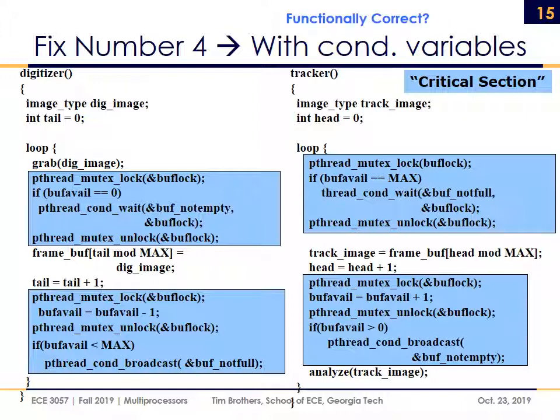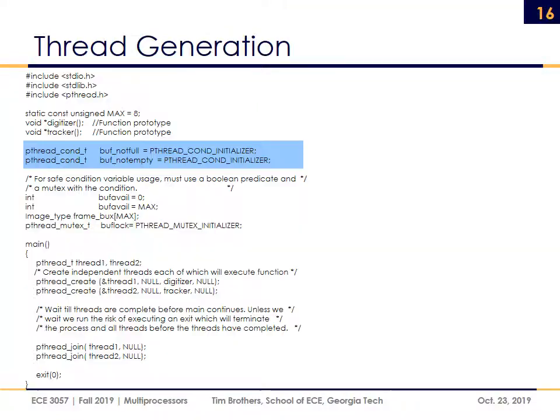Is this functionally correct? Yes. How about the performance on this one? It does concurrent operations, and there is no busy waiting. So instead of sitting in that infinite loop while it's waiting, it's just going to do a thread conditional wait. In order to do these conditional waits, we need to add pthread conditional variables. And we have the not full and not empty conditional variables added to the main code.